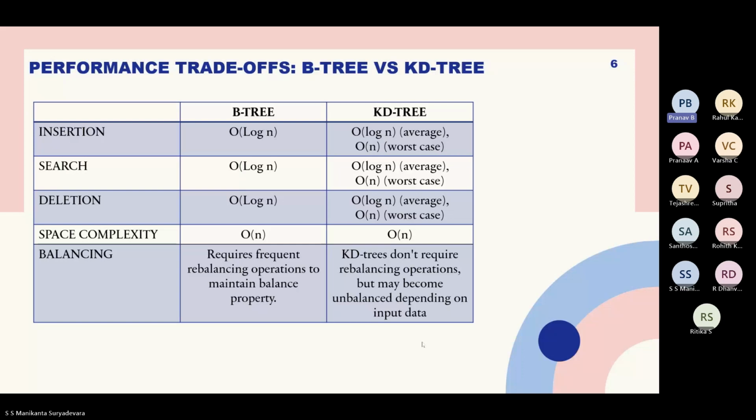different functionalities. I would like to conclude by saying that we have defined B tree and KD tree, and these are its time complexities. Thank you.